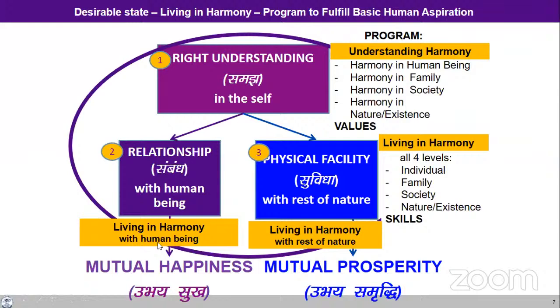This way, it will lead to mutual happiness. When we are living in harmony in all four levels, when we are working with the rest of the nature, we need skills. With these skills, with right understanding, if we are able to utilize these skills when working with the rest of the nature, it will lead to mutual prosperity. So this is the program for fulfilling the basic human aspiration: understanding harmony and living in harmony in all four levels.